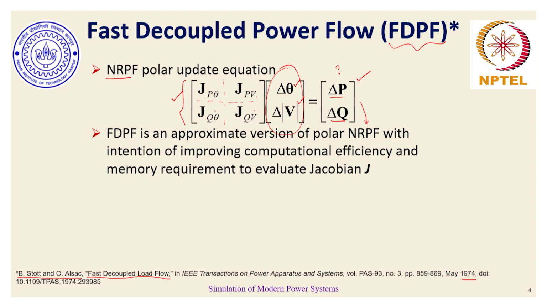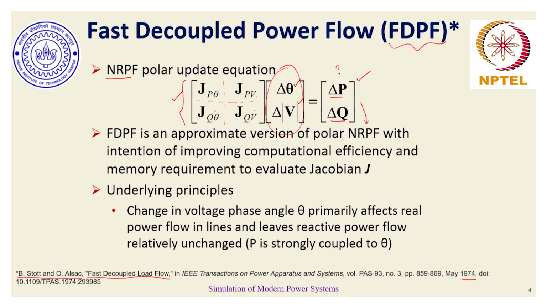And that's where Alsac and Stott figured out, through their experiences, they did a lot of experiments, trials, all simulation based trials, and came up with this fast decoupled power flow method. At the outset, I would again repeat that fast decoupled power flow, unlike Newton-Raphson and Gauss-Seidel, is a technique which is specific only for power flow analysis. It cannot be or need not be used for solving generic mathematical equations of the form f(x). F(x) in this case is specifically the power flow equation.